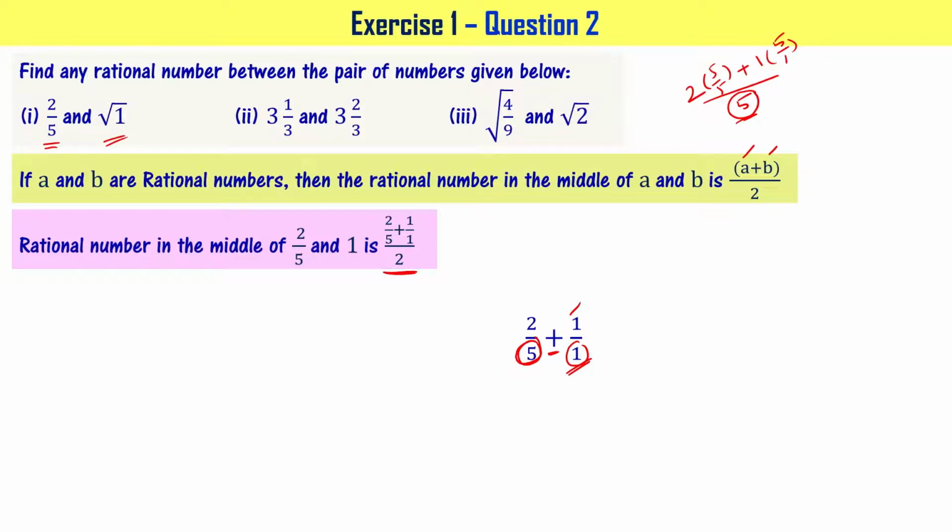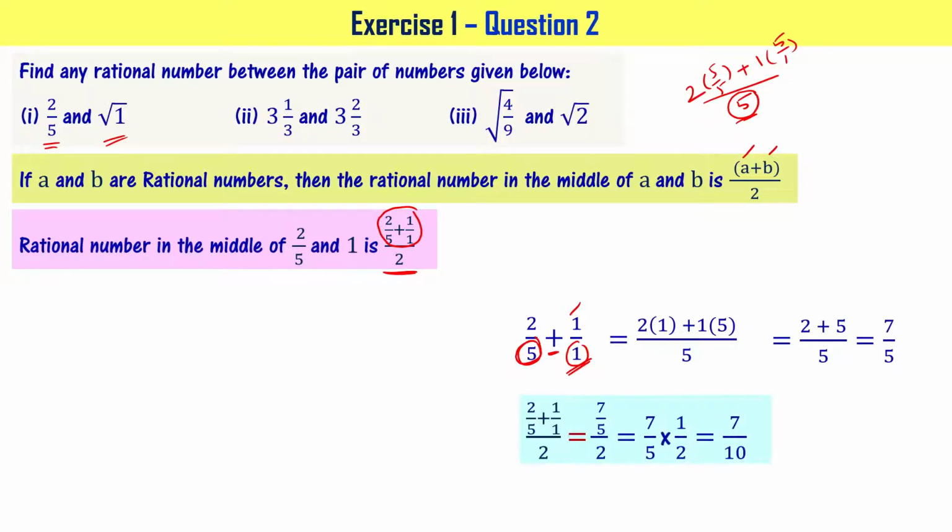Now let me simplify this and write it. So 2 times 1 plus 1 times 5 divided by 5, right? This is 2 plus 5 by 5, that is equal to 7 by 5, right? The numerator is clear, that is 7 by 5. Now we have to find the value of 7 by 5 divided by 2, right?